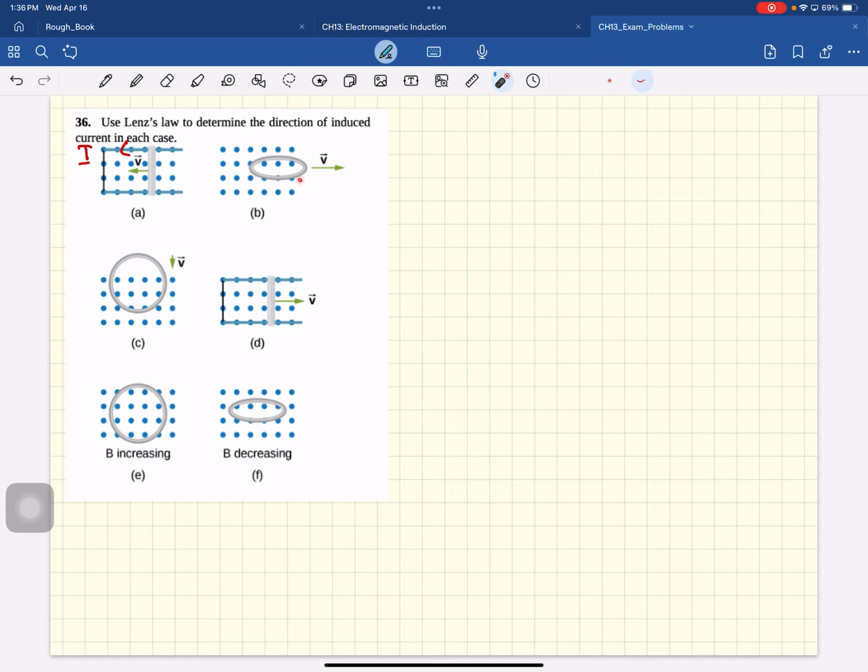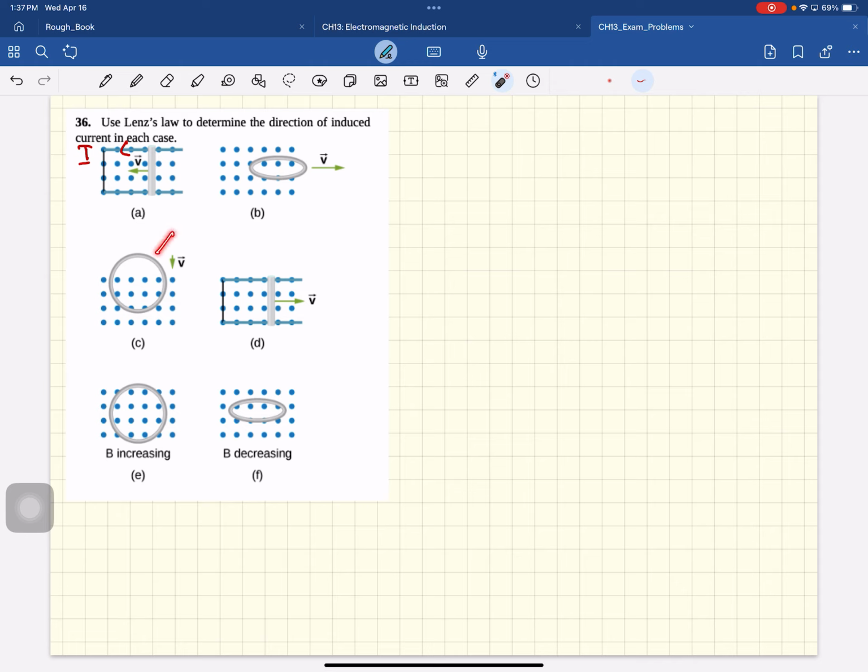Okay, so this thing, what does this look like? Again, the field is coming out, and the plane of this loop is parallel to the flux. There's no flux threading this thing. So as this thing is moving, the flux is not changing. No current is induced.